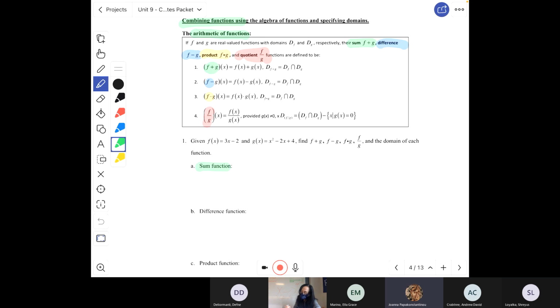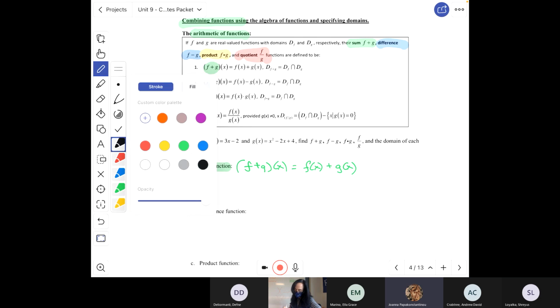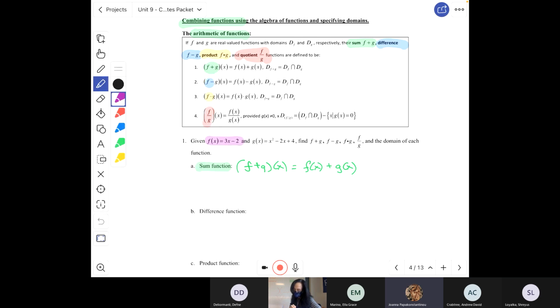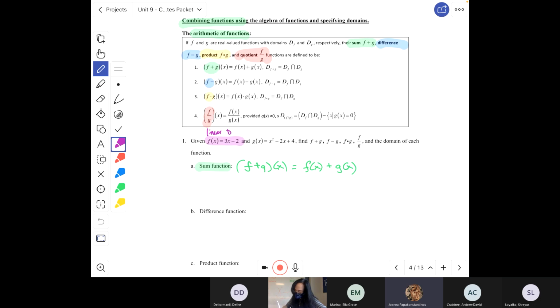I may use words. If I use words, then you need to understand that I'm looking at f plus g with the input x. How do I do that? I just take f of x and I add g of x. That's it. So if I give you, let's say, f, what type of function is that? F of x equals 3x minus 2. It's linear, right? This is a linear function. What is its domain? It is all real numbers.